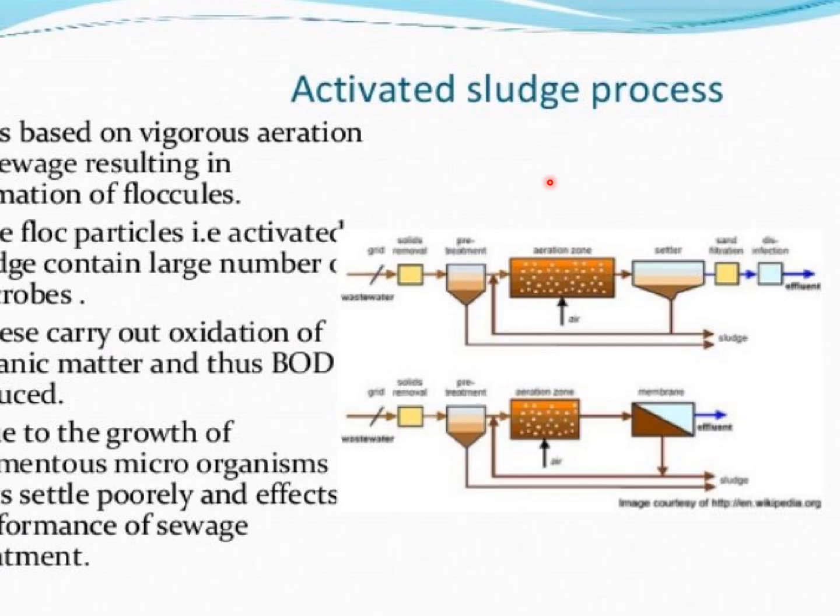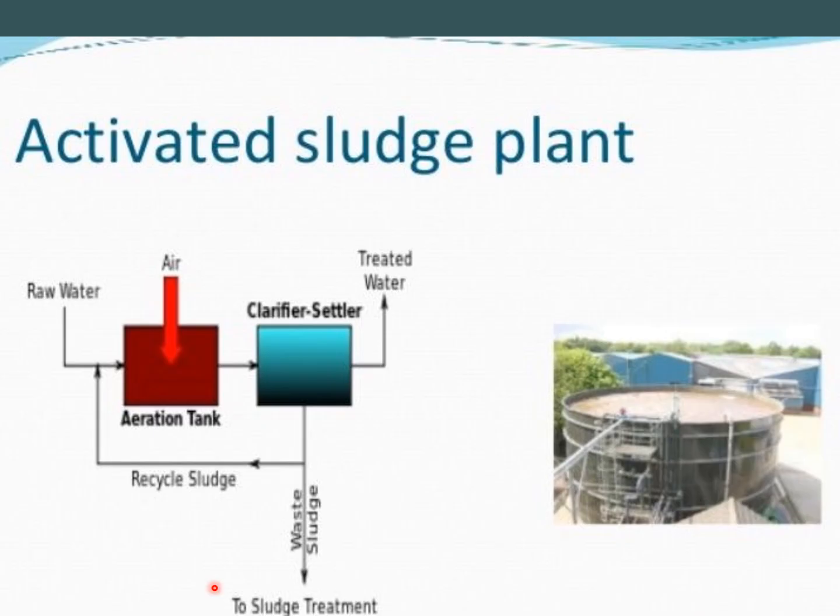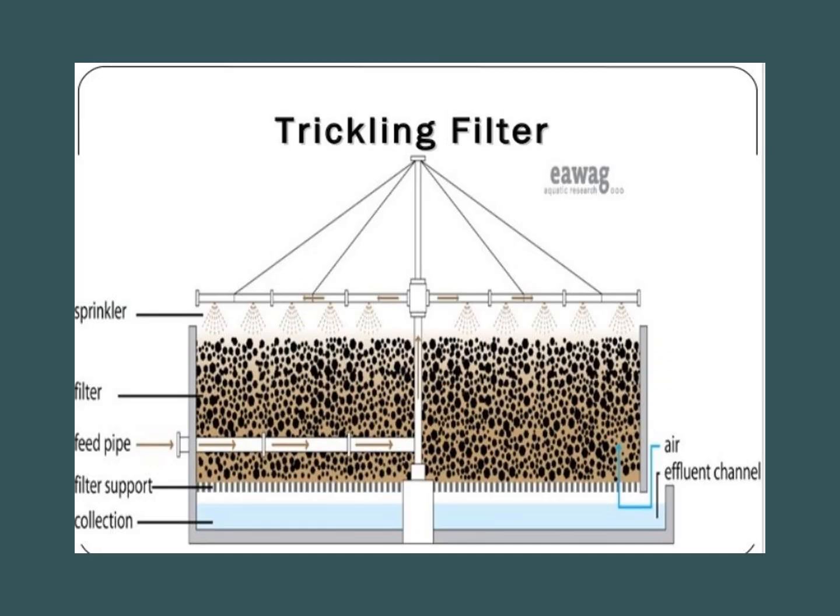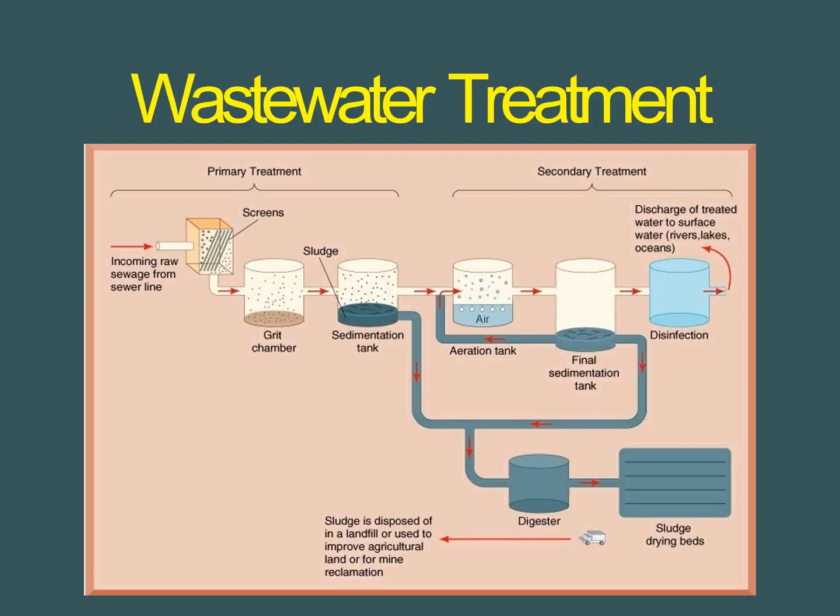The second process is the activated sludge process. Here it is based on vigorous aeration, resulting in the formation of floc. Floc, again, is nothing but activated sludge. So this is the diagram. This is the actual diagram of the activated sludge method, and the trickling filter diagram. The overall process of wastewater treatment.